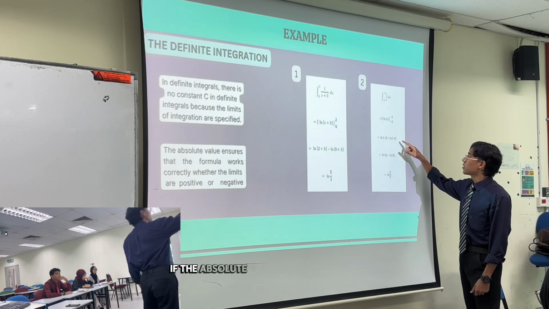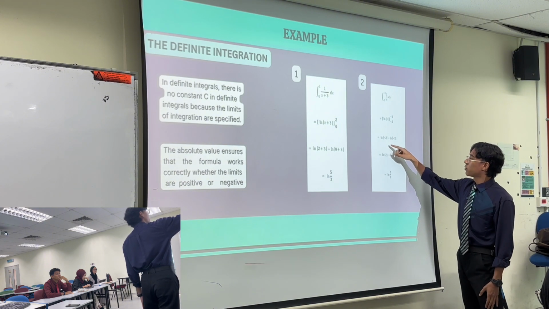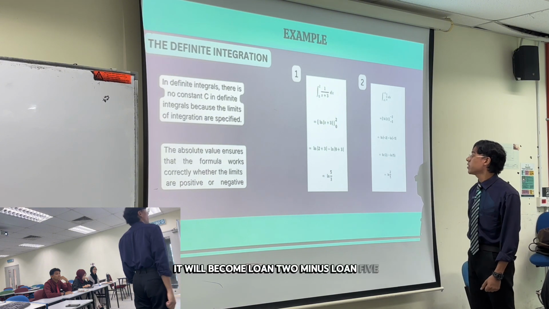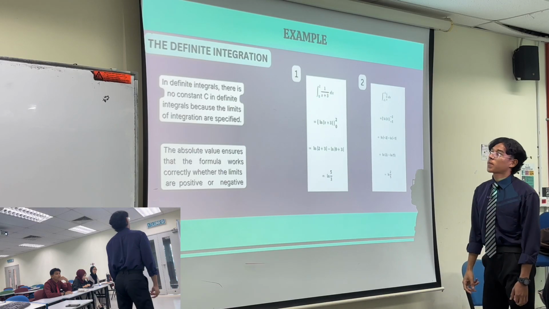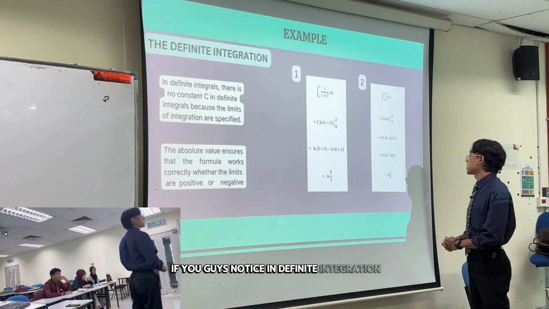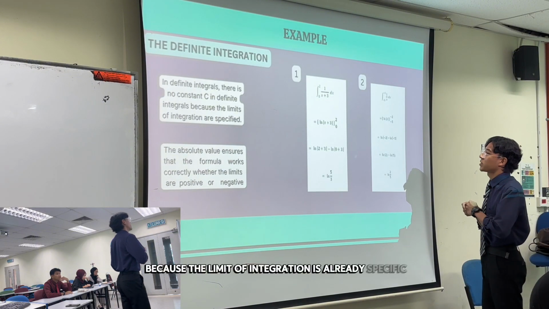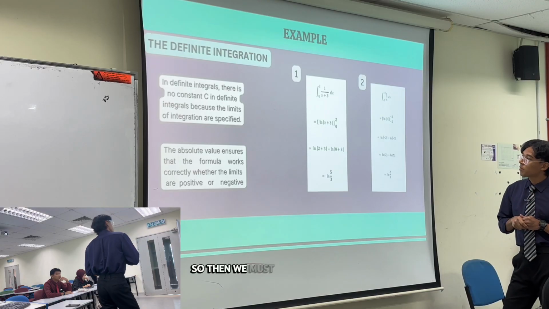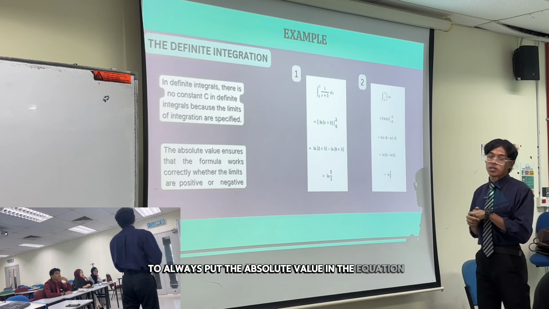With the absolute value, what do we need to do? We make the number inside the absolute value positive. It will become ln 2 minus ln 5, and then we simplify the answer, ln of 2 over 5. If you notice, in definite integration, we don't need to put the constant c because the limit of integration is already specific. So then we must remember to always put the absolute value in the equation.